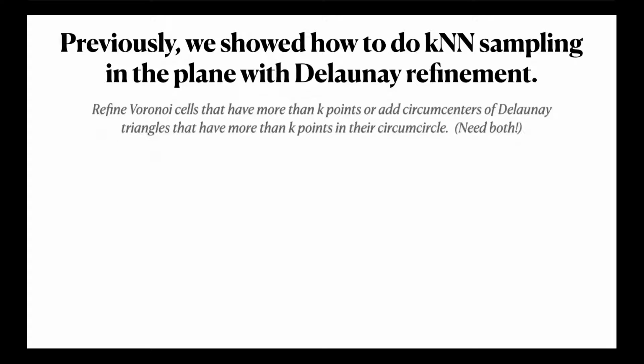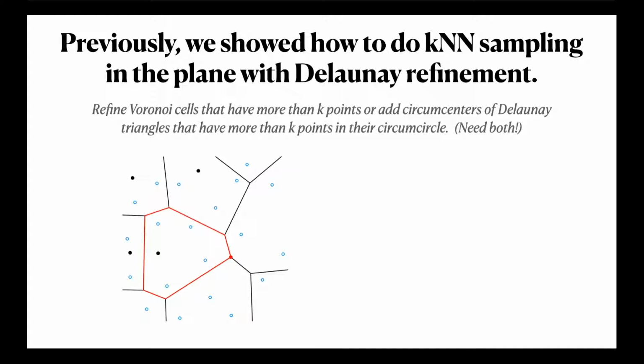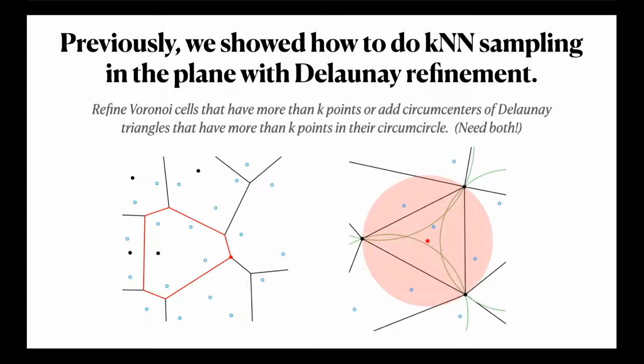Now, previously, we showed how to do kNN sampling in the plane with a kind of Delaunay refinement algorithm. And the way it worked was if you have, say, a Voronoi cell that has too many points in it, if it has more than k, you would add the farthest corner of that Voronoi cell. If you have a Delaunay circumcircle that contains more than k points, then you add the circumcenter, right? And you actually need both of these operations, but if you do, then you can achieve an alpha-beta sample in the plane. There is another algorithm. There is a greedy approach to this problem, and it works as follows.